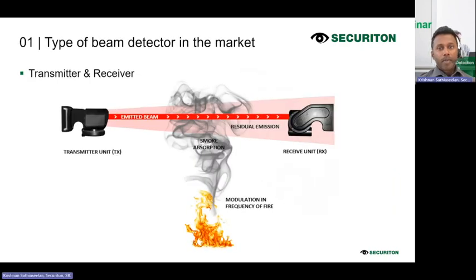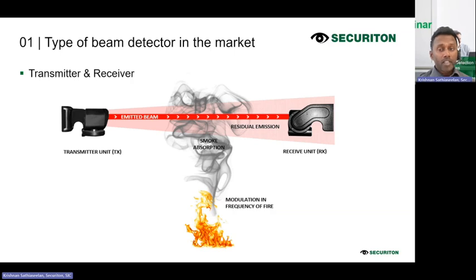Now, looking at the types of beam detectors in the market, they are usually driven by two types of beam detection. The first one is called end-to-end, in other words transmitter and receiver, which you have seen in the presentation now. The transmitter and receiver are mounted at either end of a protected area, one end to the other, and the beam is emitted from the transmitter to the receiver.